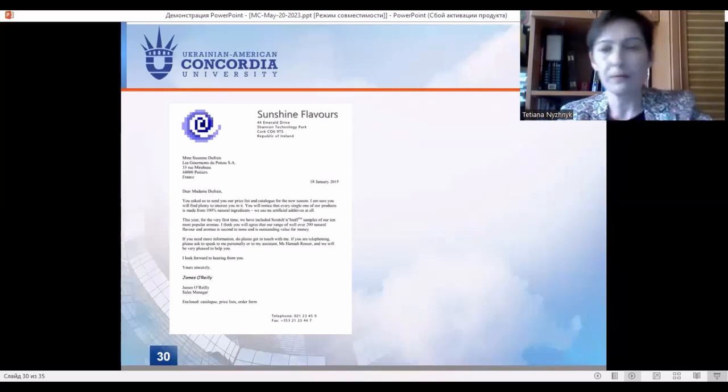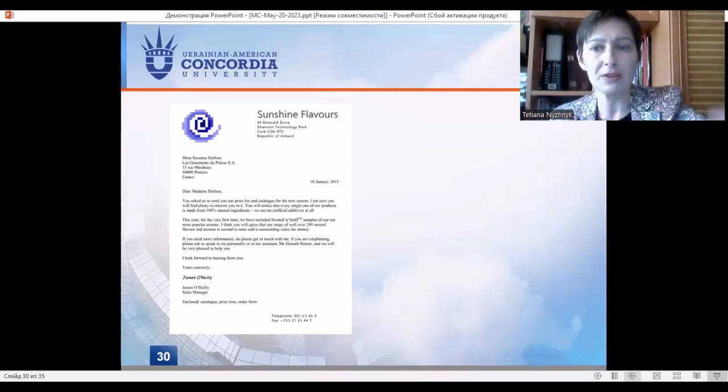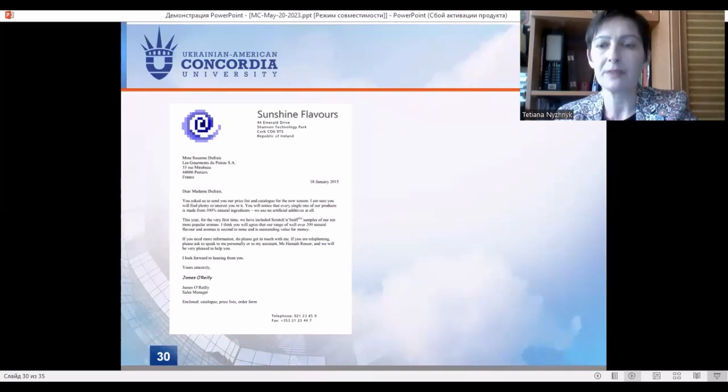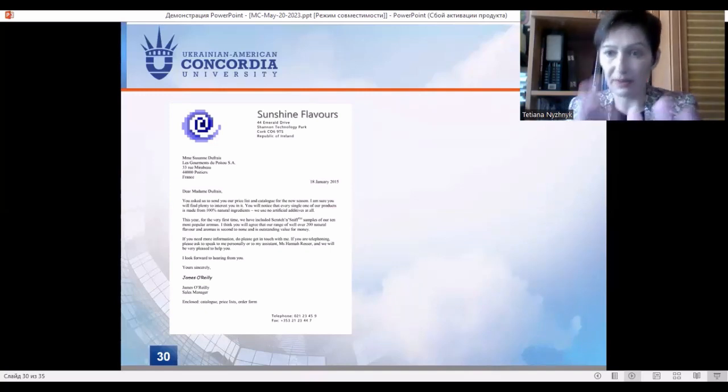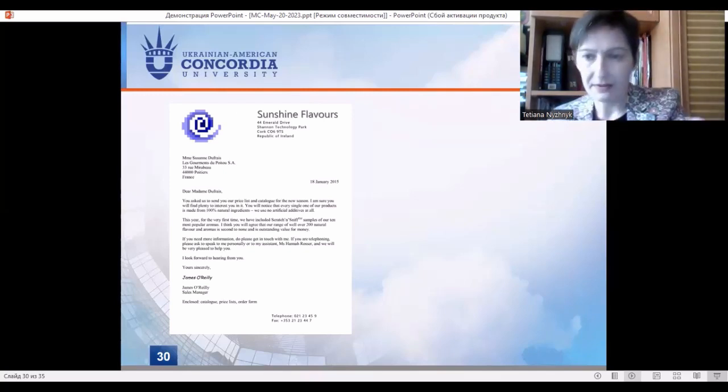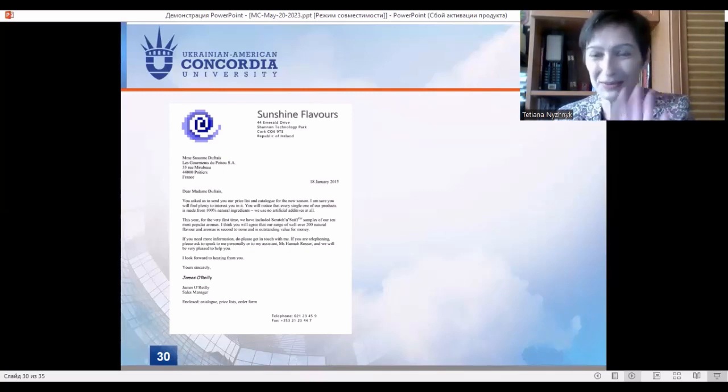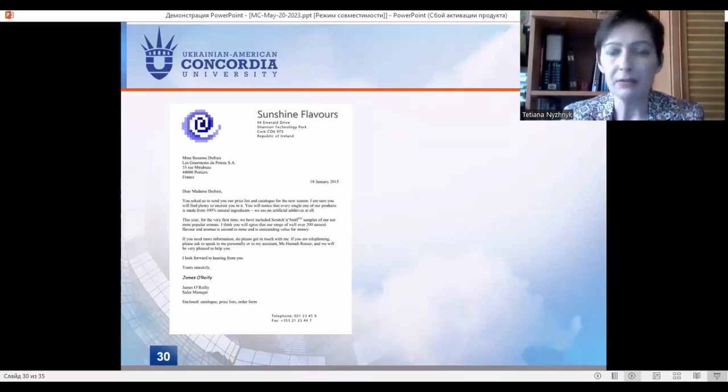Now, the block with the sunshine flavors and then the telephone number and the fax number is part of the letterhead. That is, you actually type in the letter on a paper with the letterhead. So this is the information which was already there when you started writing the letter. Now, in an email, it's very easy to follow the block format.